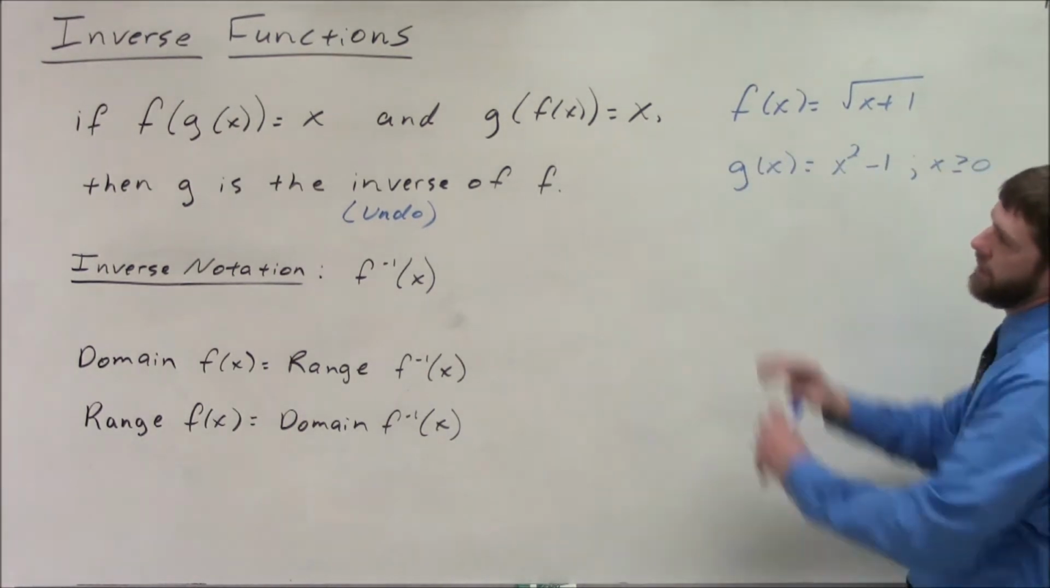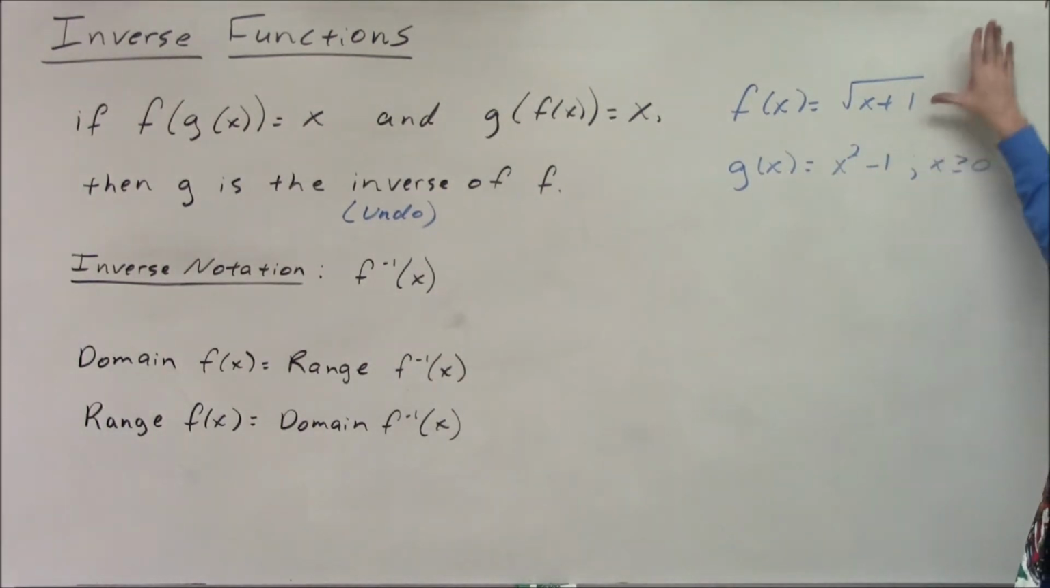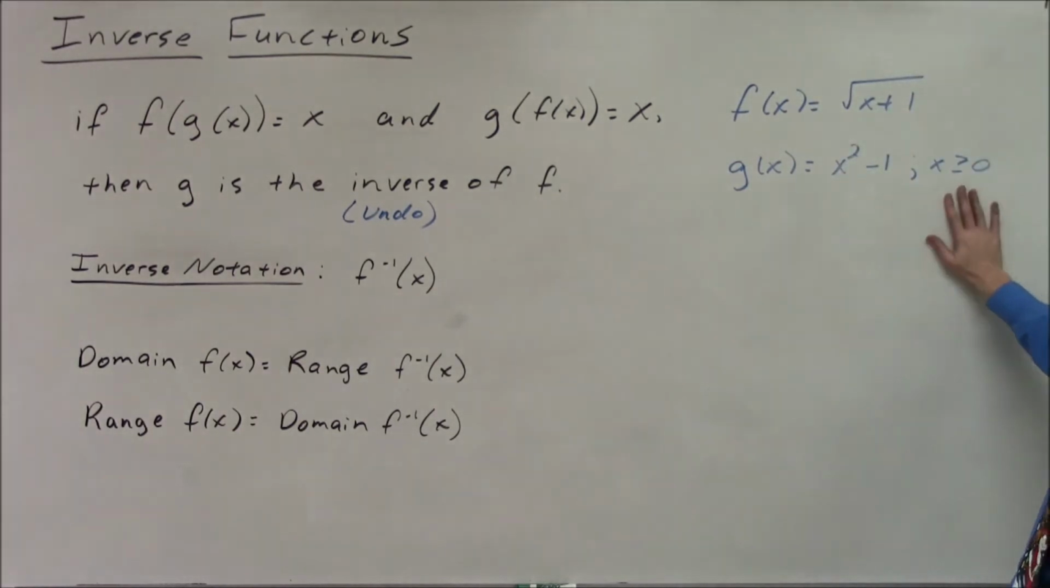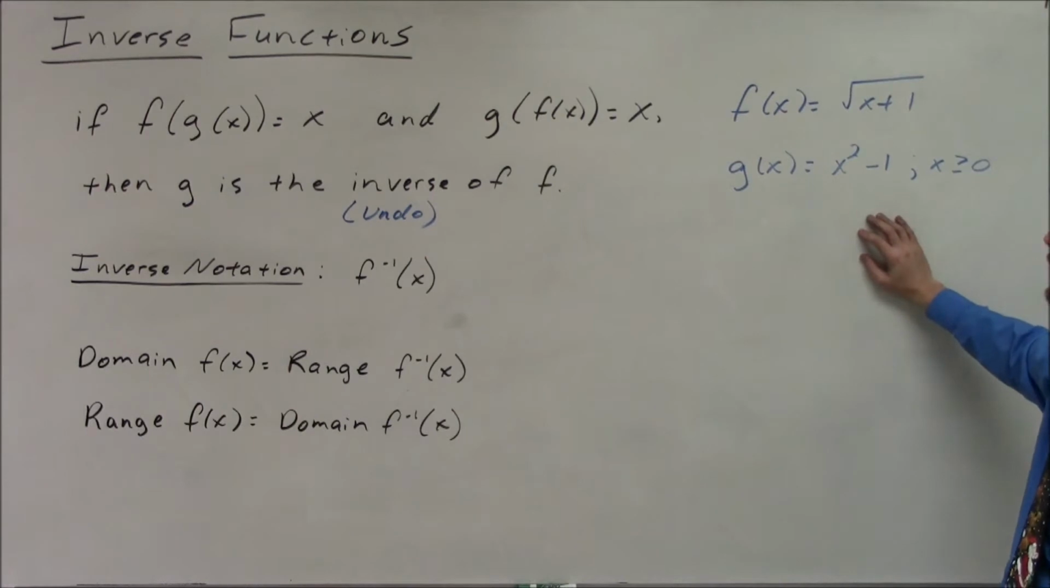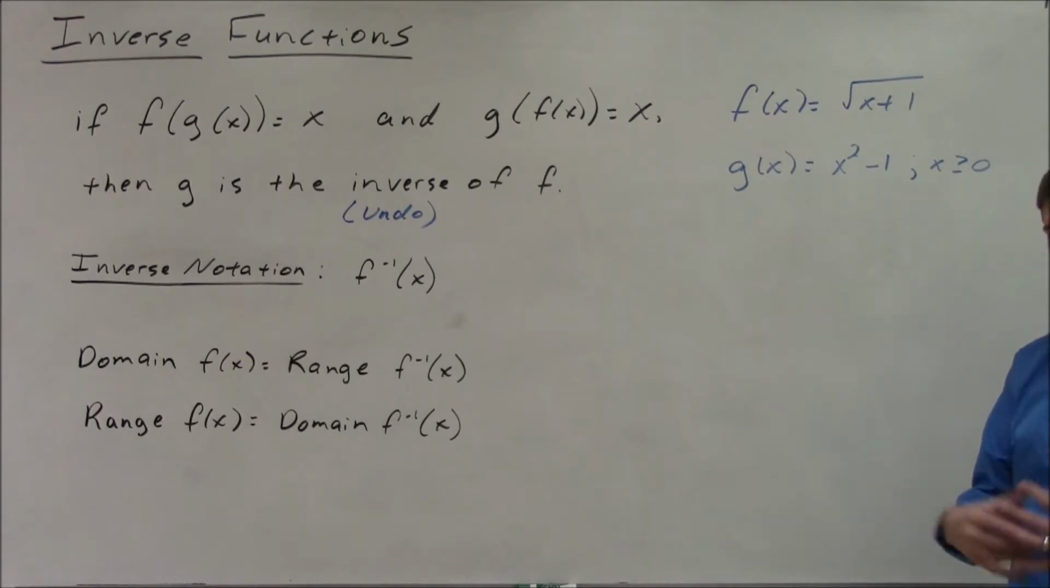Now let's get out of all this conceptual stuff and get into some actual numbers. Say we have these two functions here. f of x is equal to the square root of x plus 1. And g of x is x squared minus 1. And we're going to limit the domain on this particular quadratic function to just x greater than or equal to 0.